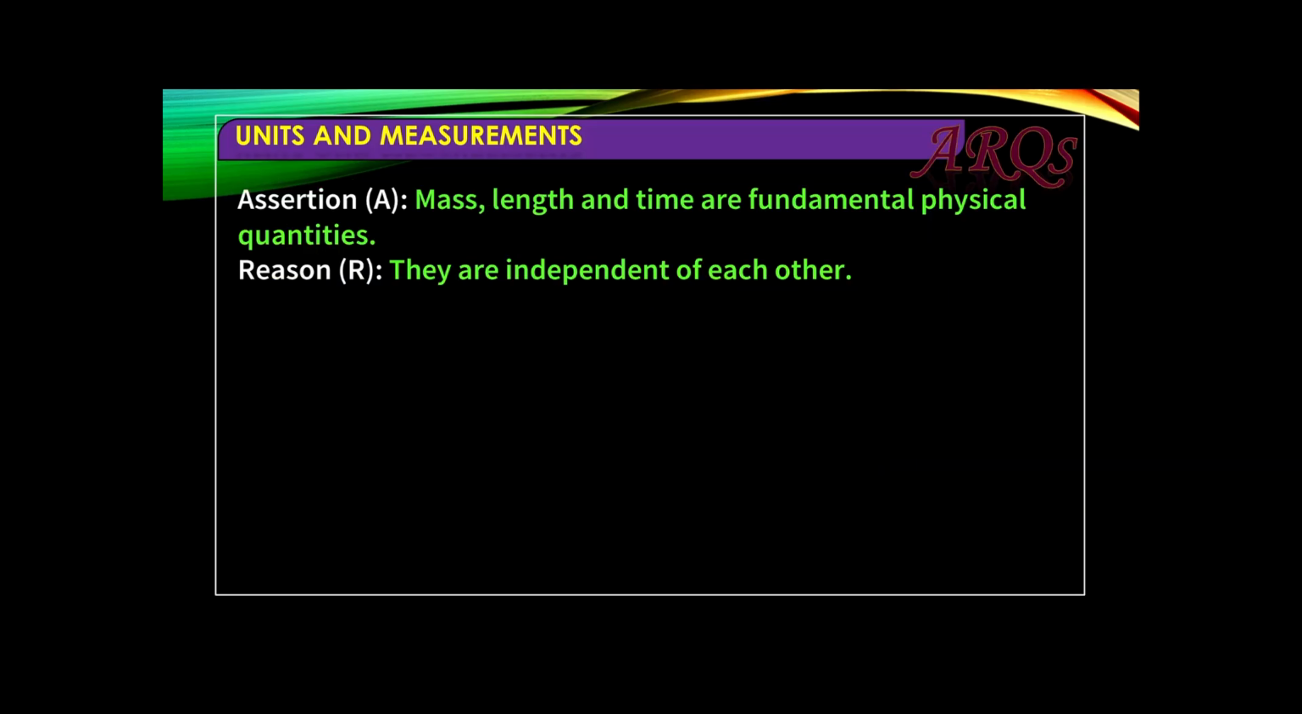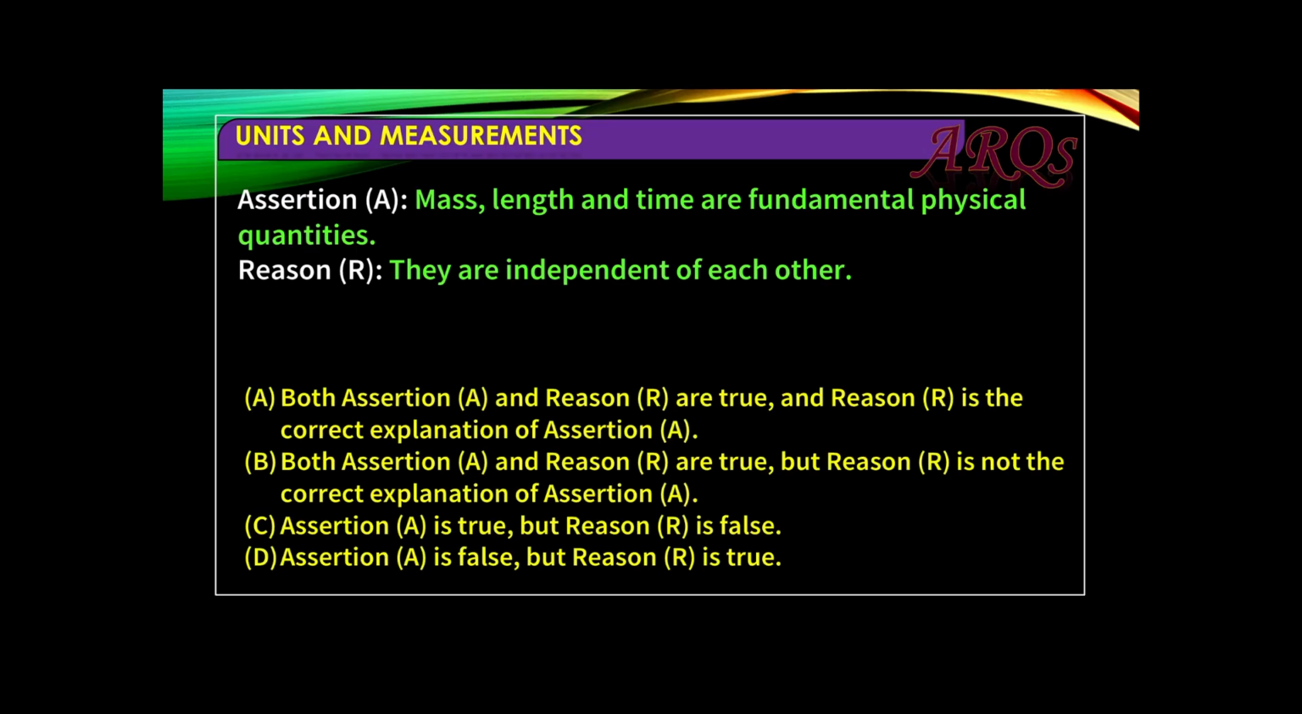Now we go for assertion, reason type. Mass, length, time are fundamental quantities. True. So assertion is true, which means this choice is wrong. They are independent of each other. That is also true. Now between these 2, is the reason why mass, length, time are fundamental quantities? Reason: they are independent of each other, which means the reason is the correct explanation for A. So A is the correct choice.